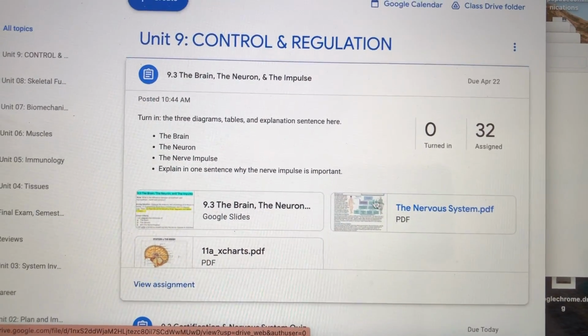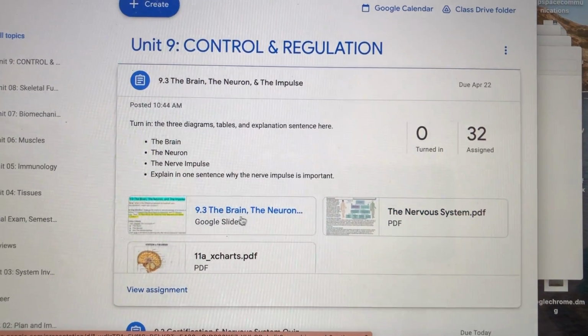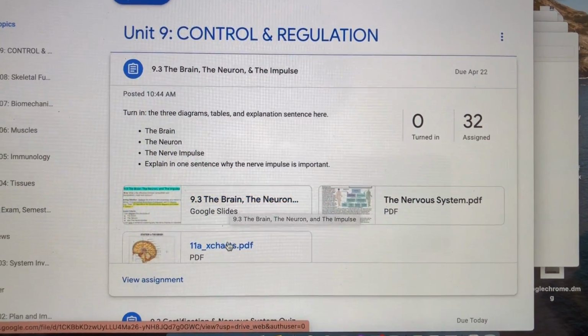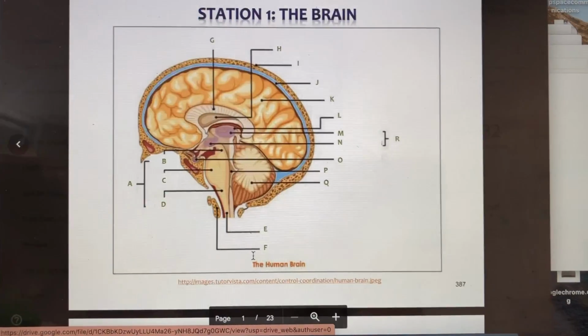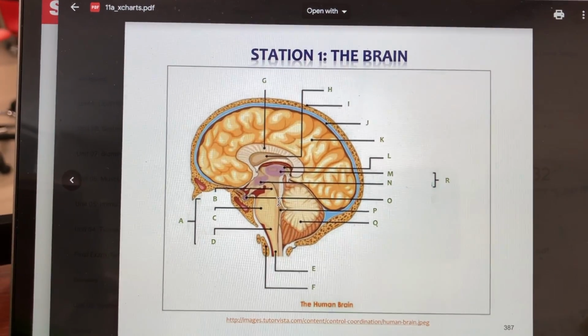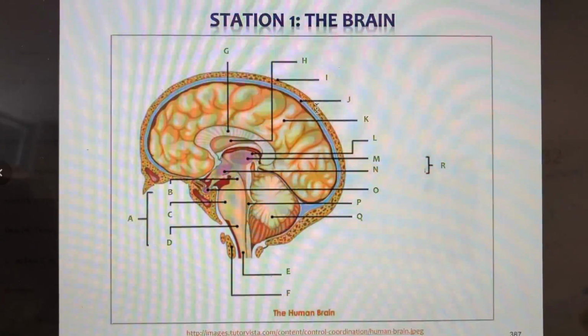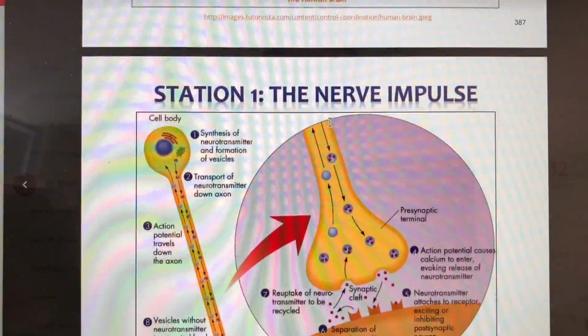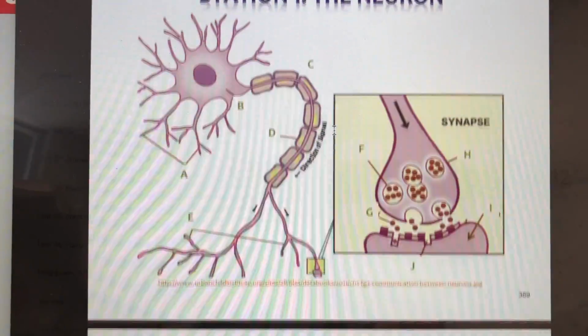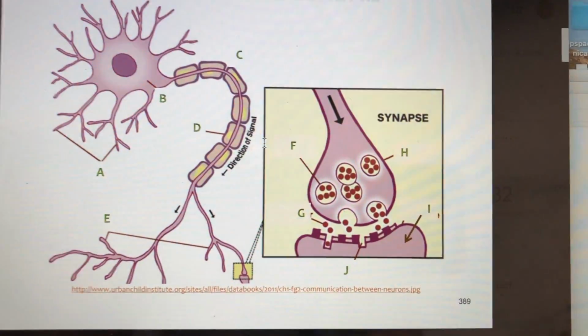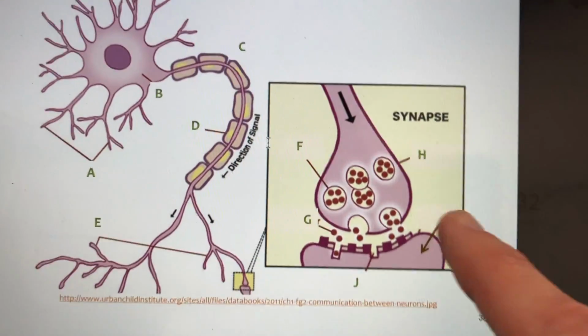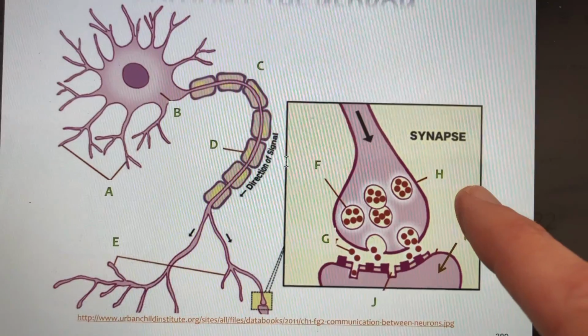You can read this packet to understand, and I'm just going to show you. You can look at the charts and see the 3 things that you're drawing and labeling. It's the brain, it's the nerve impulse, and it's the neuron. And I'm going to tell you about this thing right here. Right here is the synapse.